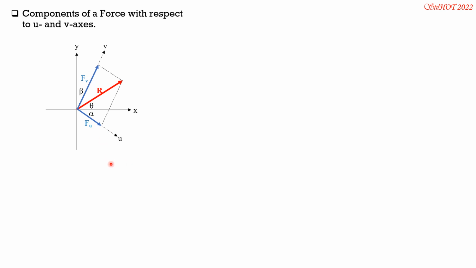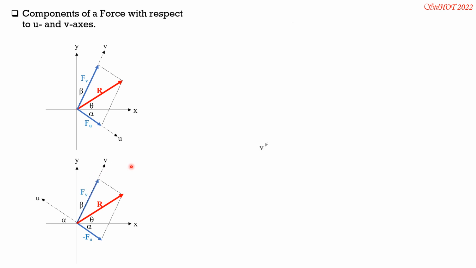Next, if we have u and v axes like this, the technique is again we draw lines parallel to these sets of axes through the tip of the resultant. Then notice that Fu is negative because it is in the negative direction of the u-axis, while Fv remains positive.